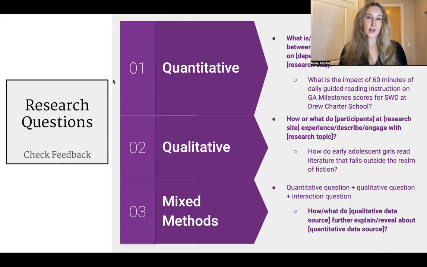But here is a bit of a guide that I am working on just to help you a little bit when you're thinking about your research questions. So this table is organized by design, whether you're doing a quantitative study, qualitative study, or mixed methods. So if you're doing a quantitative study, you will make clear in your research question your variables.